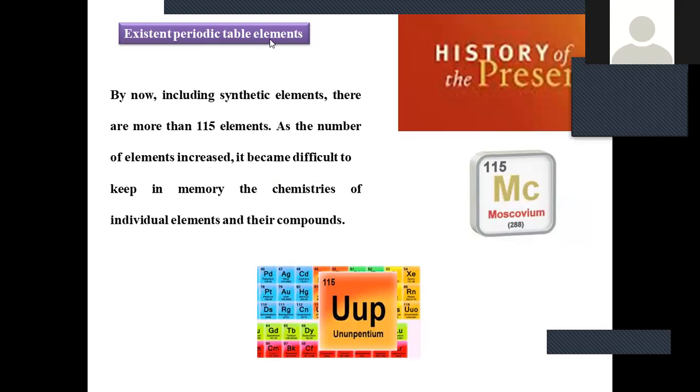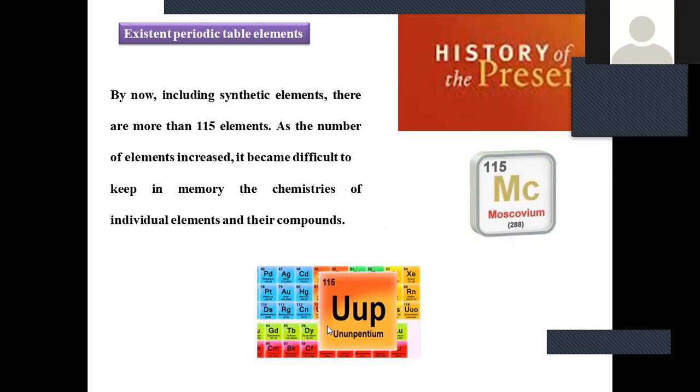Then comes the existence of the periodic table of elements. When you consider the modern periodic table, a total of 115 elements are well known. The 115th element is Moscovium, with atomic number 115 and atomic mass 288. This is the last element. You can't say it is the last because we are not able to put a full stop; there is always growing research on this. Science will always explore, and as of now we know only 115 elements. The 115th element is Moscovium.